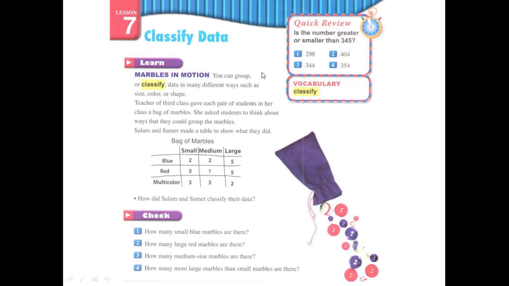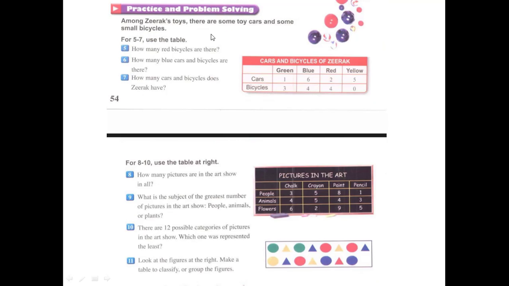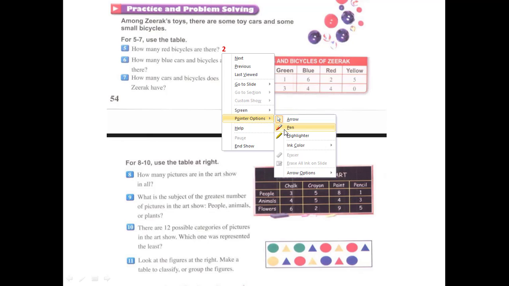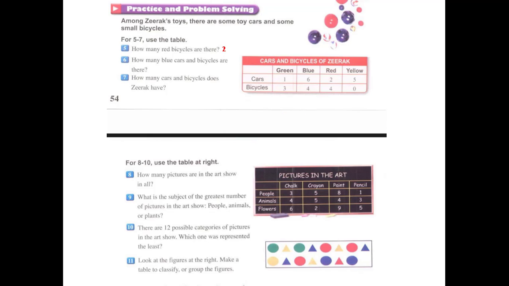We have classified data. Okay. For example, how many red bicycles are there? Look, for bicycles you have green, blue, red, yellow. I told you, red bicycles. It is 4. Okay. How many red bicycles are there? Is it 4 or 2? It is 4, not 2. Okay, 2 represents cars. But I told you bicycles. So this one is equal to 4, not 2. Okay, it is 4.